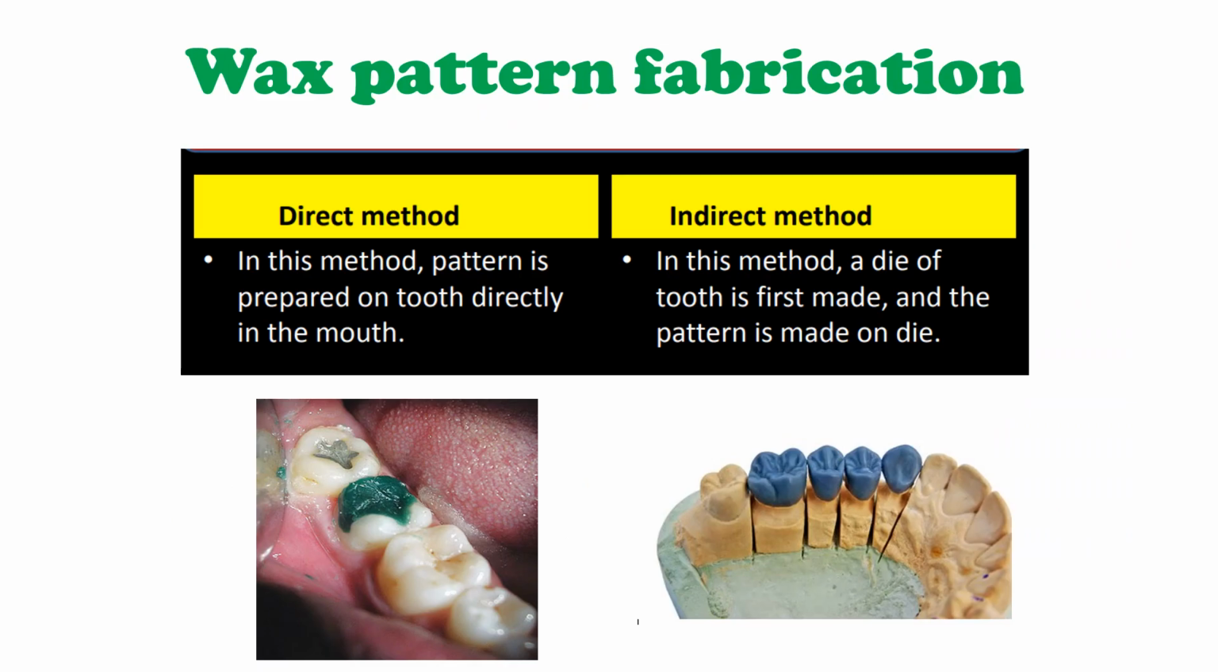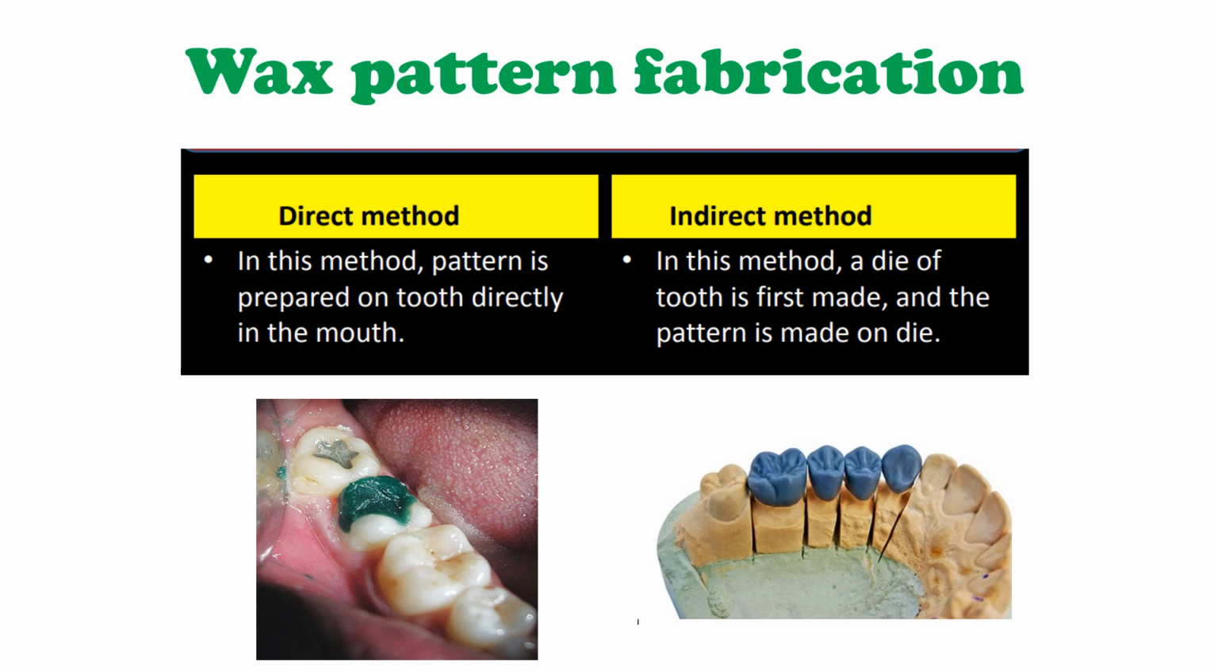Next thing is your wax pattern fabrication. Now there are two methods by which you can prepare your wax pattern. One is the direct method, another one is the indirect method. So in the direct method, your pattern is prepared directly on the tooth which is present in the mouth of the patient. That is, you are directly fabricating your wax pattern on the tooth.